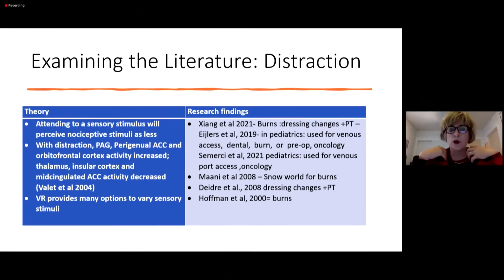And if we look at what has been found thus far for using distraction as a principle in VR, it's been used for dental procedures, venous access procedures, burns, oncology, and dressing changes successfully.